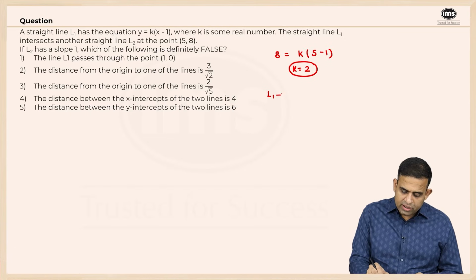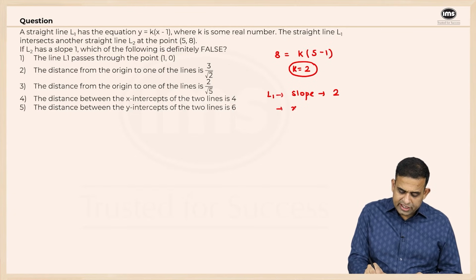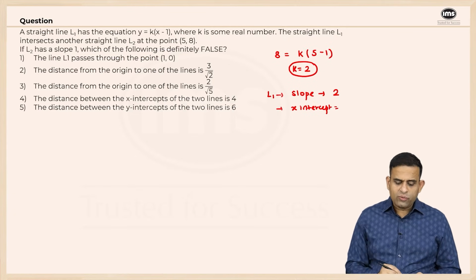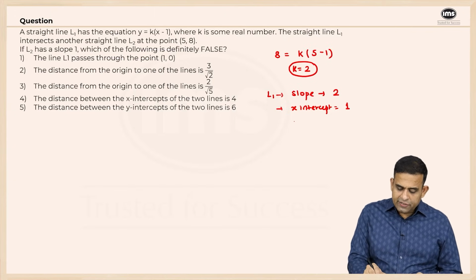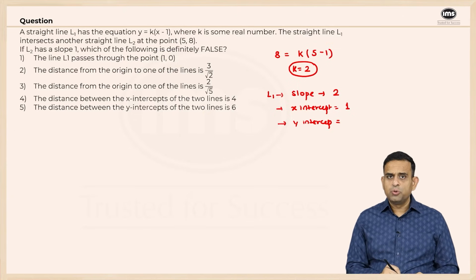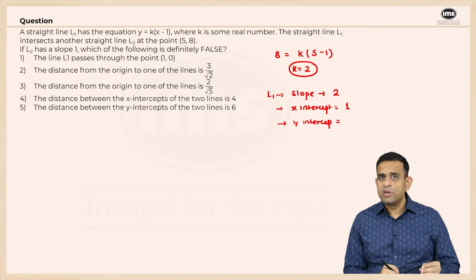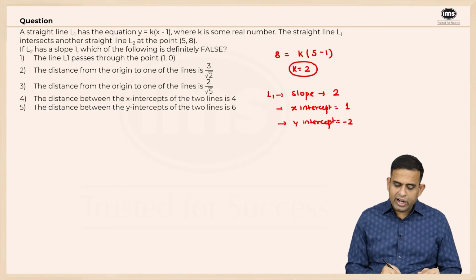for line L1, the slope is 2. At the same time, for line L1, if I look at the x-intercept, if you put y equal to 0, you will find x to be equal to 1. If I want to find the y-intercept, if I put x equal to 0, the required value of y becomes equal to minus k. So minus 2 is my required y-intercept.